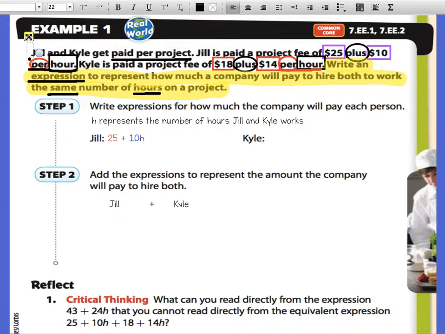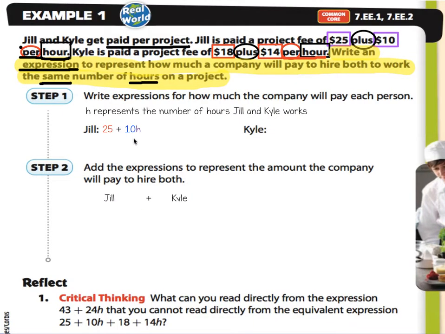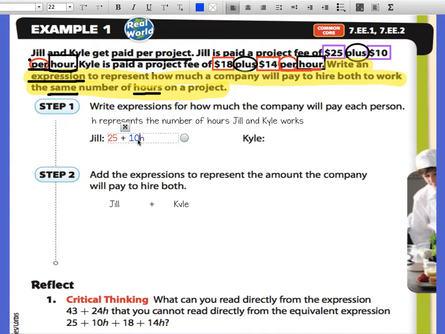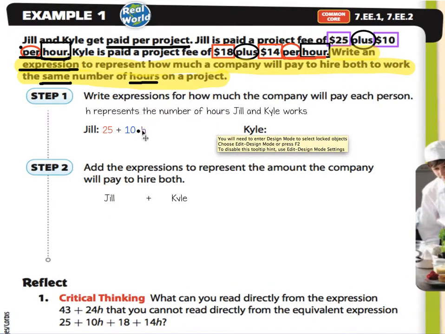So we knew that "per" told us that we were going to multiply. So we're taking that $25 and we're adding it to the $10 per hour. Okay, now when we have a number connected to a variable, remember that that means that we are multiplying. We can also add the multiplication sign in here just in case. All right, just as a reminder.